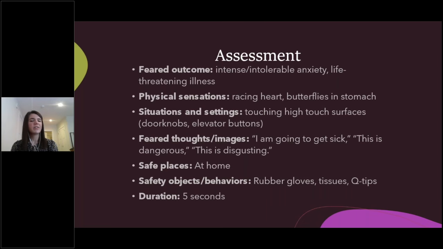Physical sensations: she experiences a racing heart and butterflies in her stomach. Situations and settings: touching high-touch surfaces like doorknobs and elevator buttons. Her feared thoughts and images are, I'm going to get sick, this is dangerous, this is disgusting. Her safe place is at home. Her safety objects and behaviors would be to always have rubber gloves with her, or tissues to open a doorknob, or Q-tips to help push the elevator buttons, because she works in a building that has several floors that require an elevator to get to her office. And her duration is really short, 5 seconds.